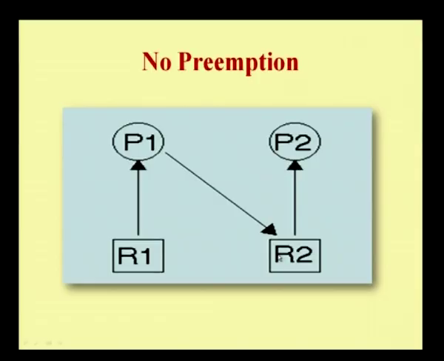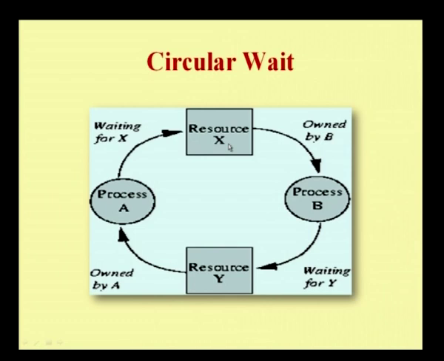So it is not leaving that particular process. Till it completes that particular process, the resource will be using it and the other will be waiting till it completes. So that is called no preemption. Next is about the circular wait.